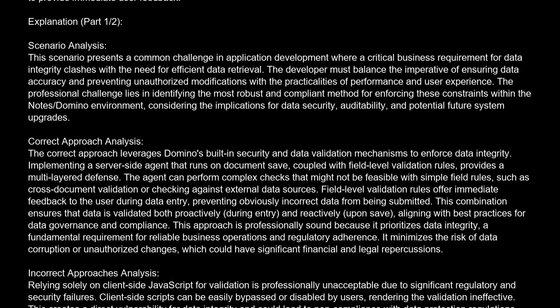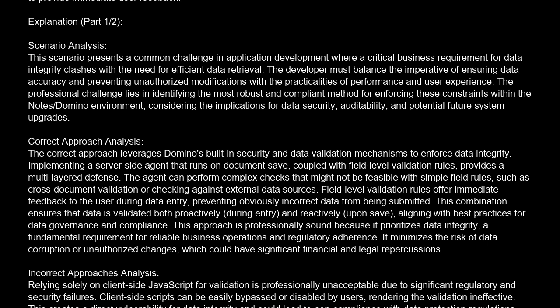Explanation. Scenario analysis. This scenario presents a common challenge in application development where a critical business requirement for data integrity clashes with the need for efficient data retrieval. The developer must balance the imperative of ensuring data accuracy and preventing unauthorized modifications with the practicalities of performance and user experience. The professional challenge lies in identifying the most robust and compliant method for enforcing these constraints within the Domino environment, considering the implications for data security, auditability, and potential future system upgrades.